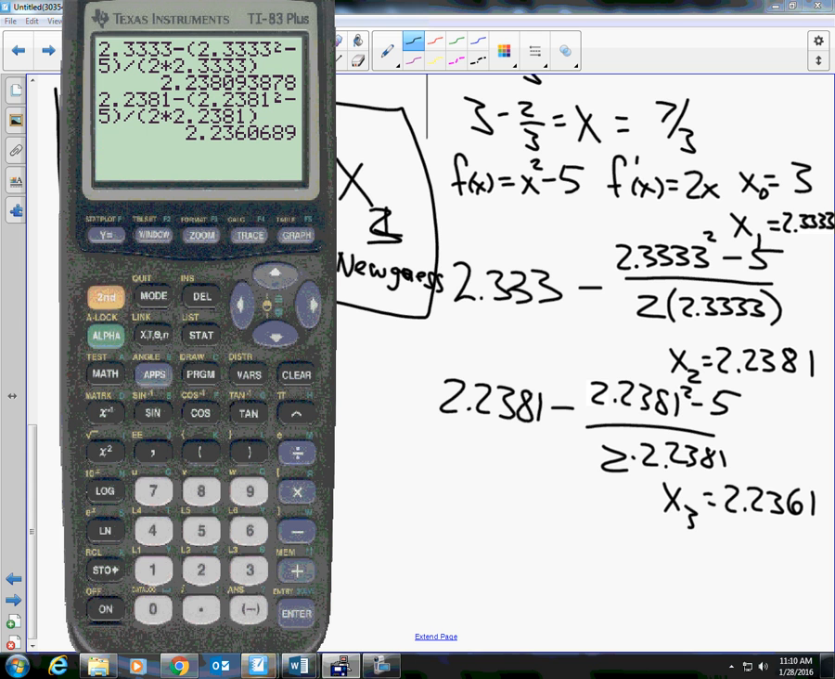Is that different from my previous guess? Is it different by much? Not really. It says it has to be accurate to 4 decimal places, and as long as it continues to change, it's not accurate to 4 decimal places. So we're going to try it again. We're going to take that entry. If you want to be accurate to, say, the 10th, then you'd be done. But that's not good enough for us.